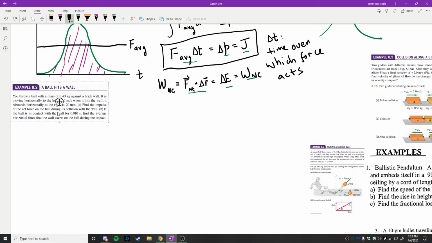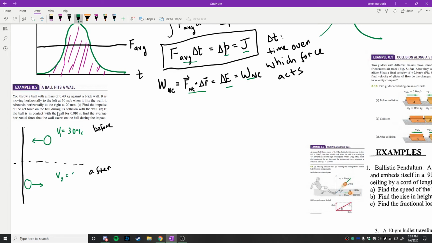It's moving to the left, right? Okay. So this is our wall over here. I'll draw two scenarios here. This is going to be before the collision. This is going to be after the collision down here. But it's the same wall. And what we have is our ball. It starts off moving this direction, and it has a velocity that we'll call V1, 30 meters per second. And then it bounces off the wall and comes out this way with the velocity that we'll call V2. And that one is 20 meters per second.